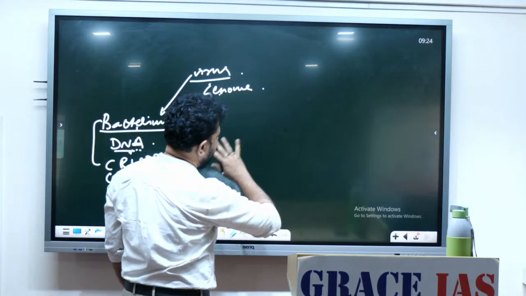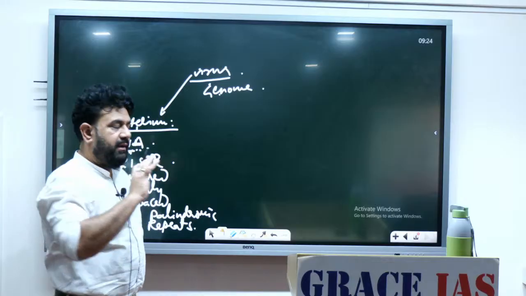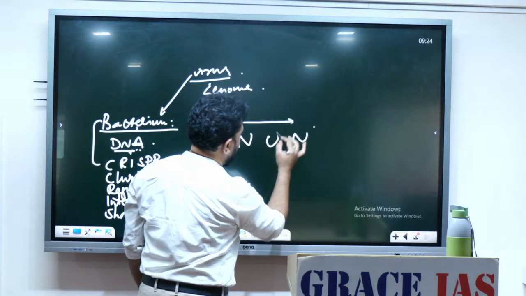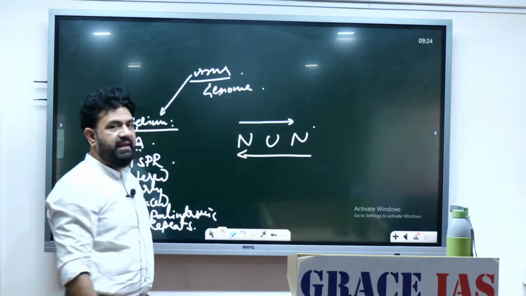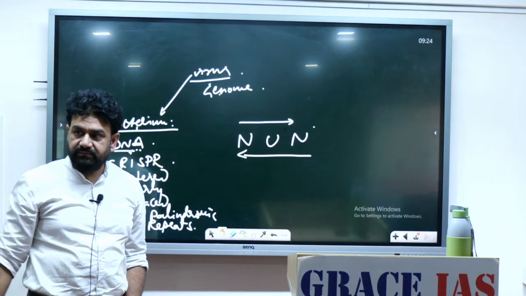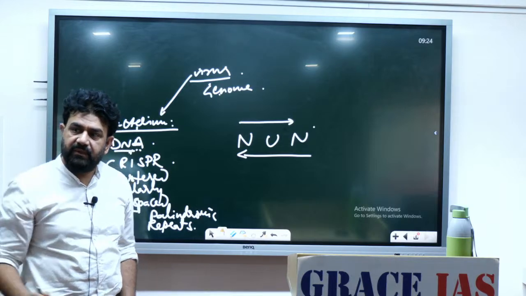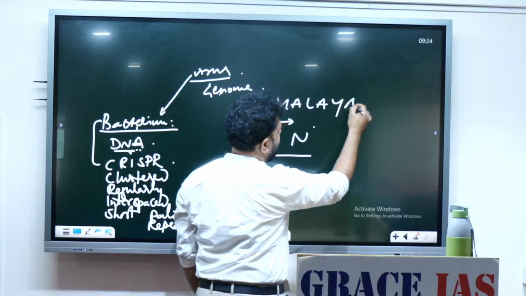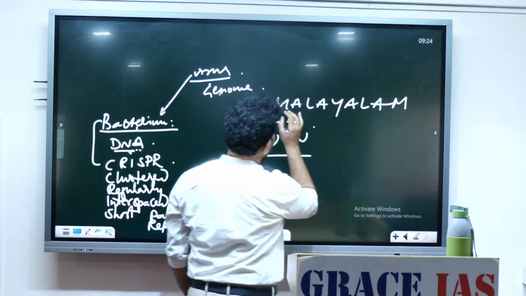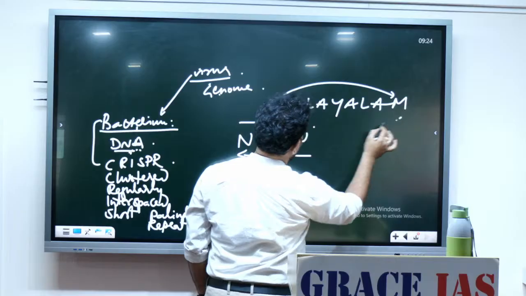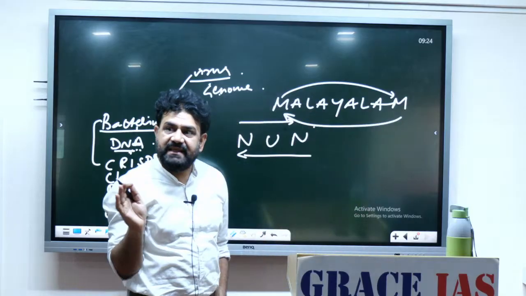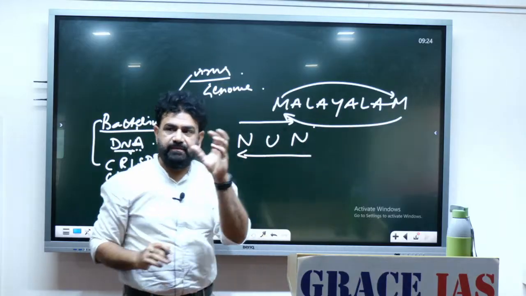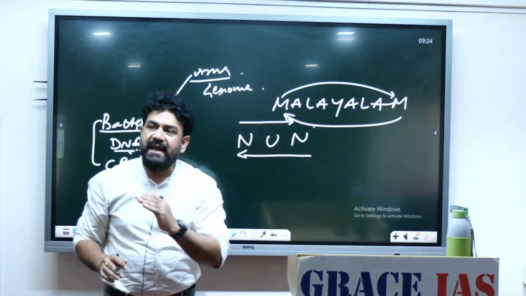A palindrome is something which reads both ways. For example, noon. In this direction or this direction, if you read, it reads the same way. For example, Malayalam. M-A-L-A-Y-A-L-A-M, Malayalam. So please understand this. Whether you read from this direction or this direction, it reads the same way. You will understand this. So this kind of sequence is called a palindrome.